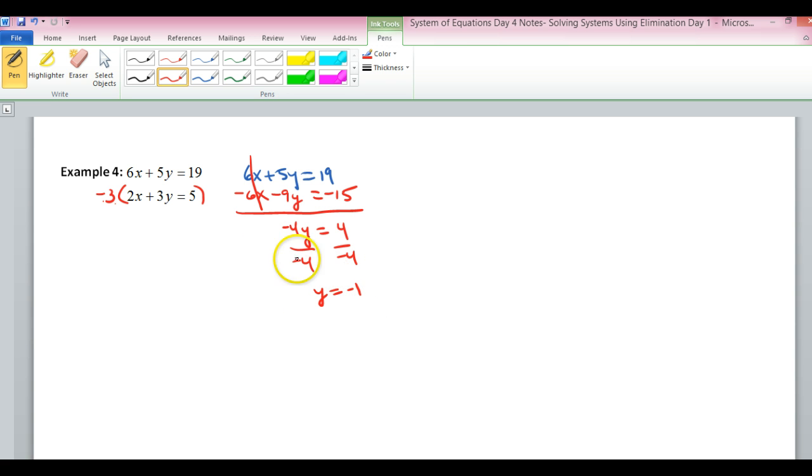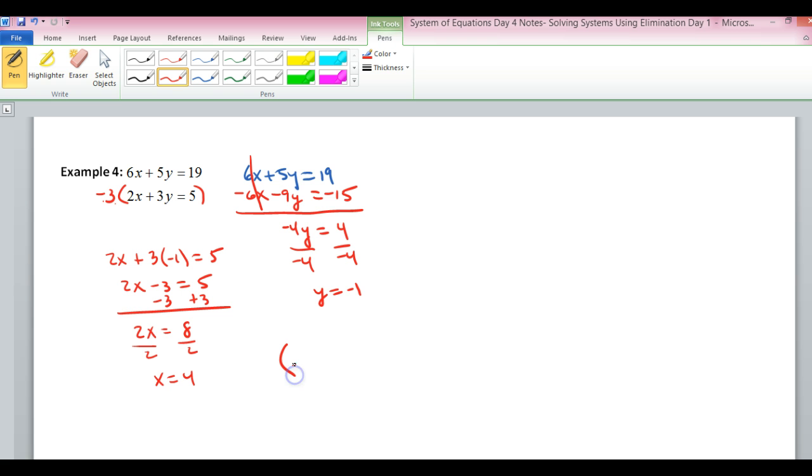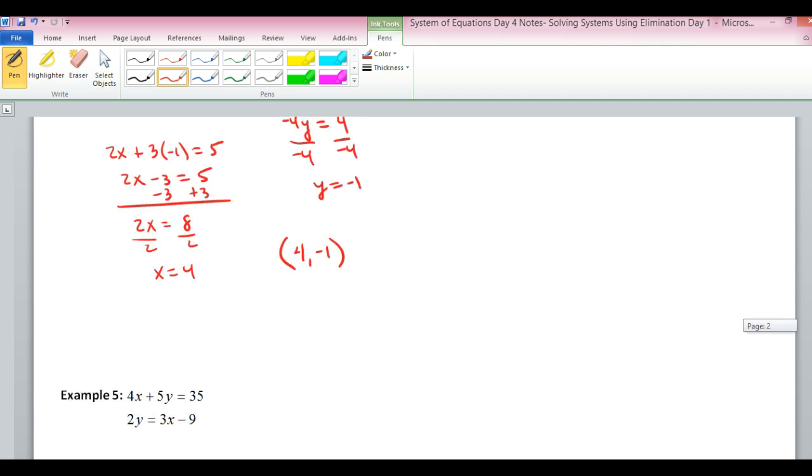And again, I take that value and plug it into one of the equations. I'll use 2x plus 3y equals 5 because the numbers are smaller. So 2x plus 3 times negative 1 equals 5. 2x minus 3 equals 5. Add 3. 2x equals 8. Divide by 2, and x equals 4. Now I can gather my ordered pair solution: 4, negative 1. Alright, one more example here.